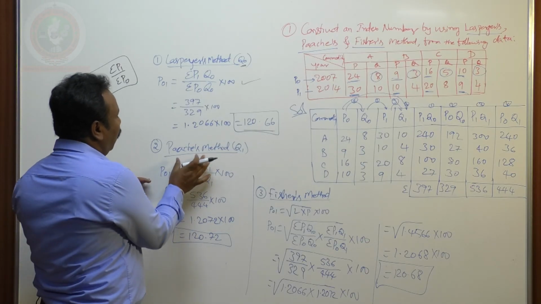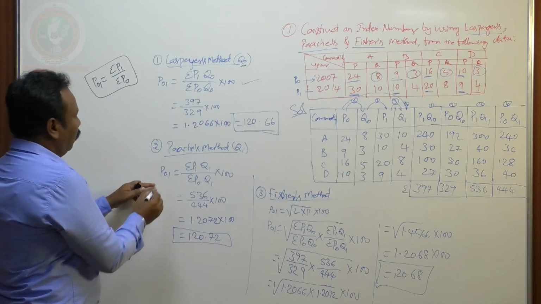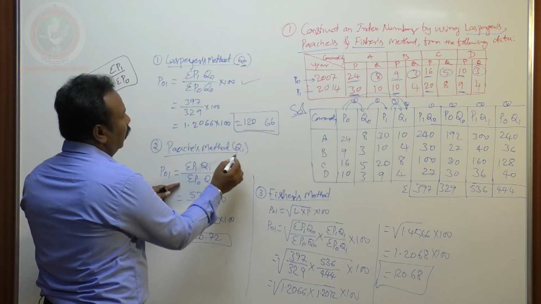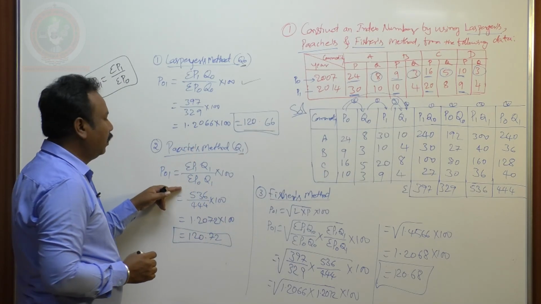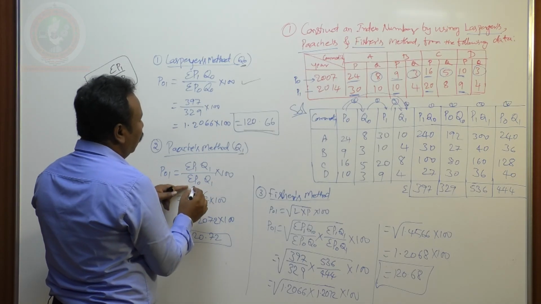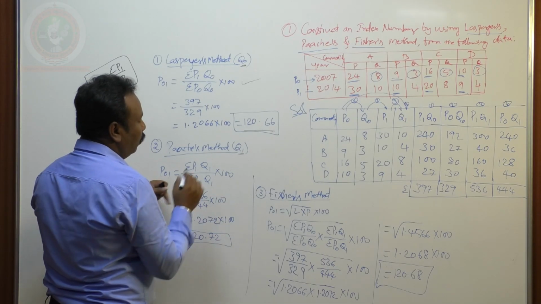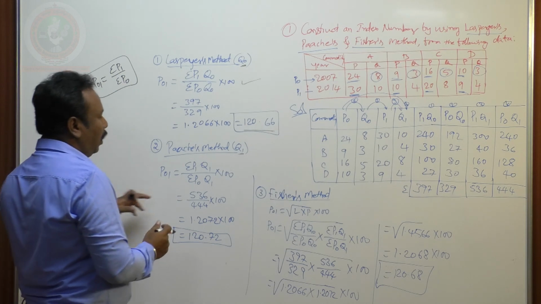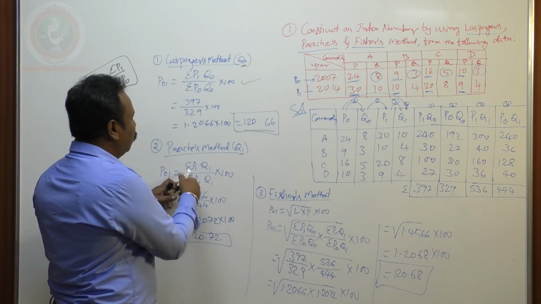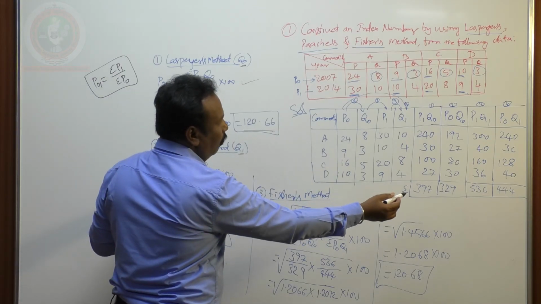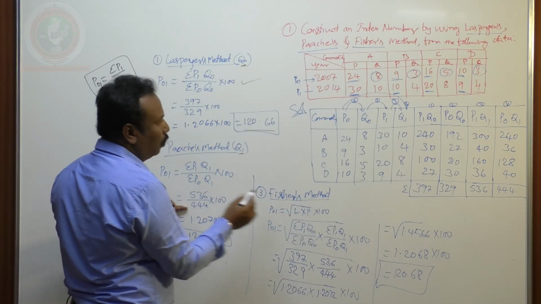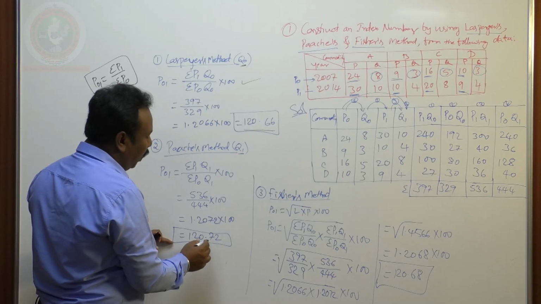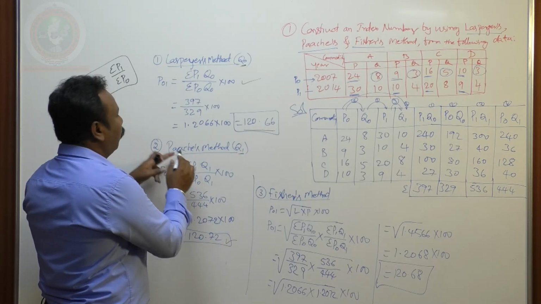Like that, we develop the formula under Paasche's method. P01 equals summation of P1 divided by summation of P0, which gives importance to the quantity of the current year, that is summation of P1 Q1 divided by summation of P0 Q1 into 100. So, Q1 is added in the numerator and denominator. Then, sigma P1 Q1 is 536 divided by sigma P0 Q1 is 444 into 100. Simplify this, we get 120.72 as the index value under Paasche's method.